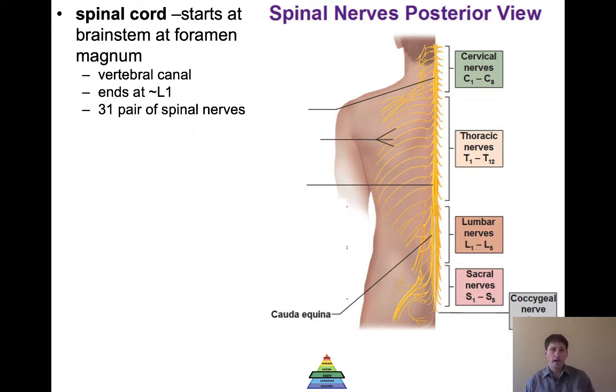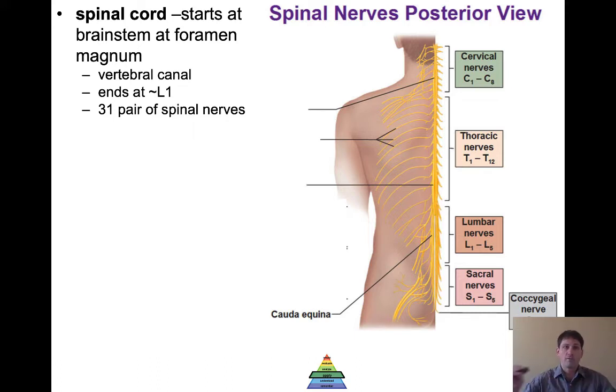Now, if we look at our spinal cord, where does it start? If you remember from your axial skeleton lab when you were looking at the brain and you had the foramen magnum at the base of our skull there, inside of our foramen magnum, we have our brain stem. Outside of the foramen magnum is where our start for our spinal cord exists. That's going to pass through the vertebral canal and all the way down to L1.